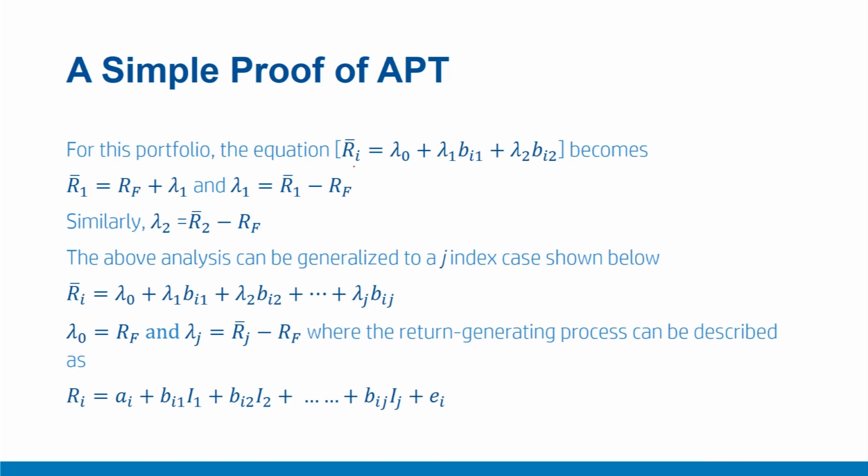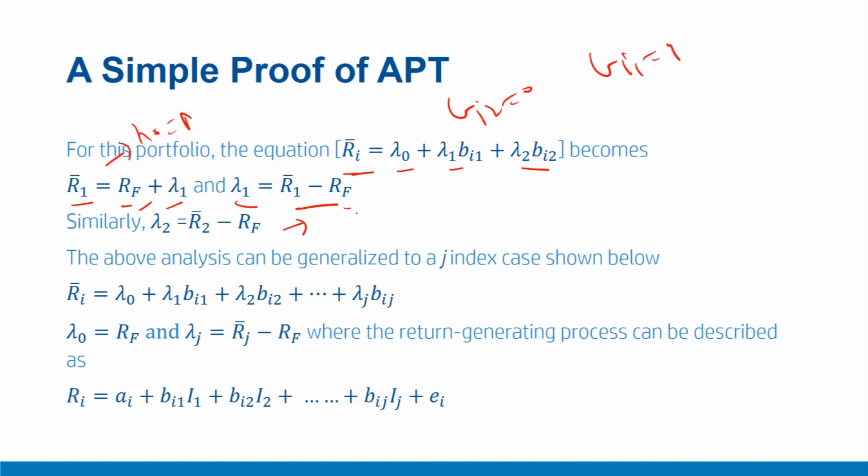In the equation that we saw earlier for two index equilibrium returns, Ri bar equal to lambda naught plus lambda 1 BI1 plus lambda 2 BI2, in this particular case where BI2 equal to 0 and BI1 equal to 1, this portfolio becomes Ri bar equal to Rf plus lambda 1. Remember, lambda naught equal to Rf. So we substitute that value, and therefore here we get lambda 1 equal to R1 bar minus Rf.